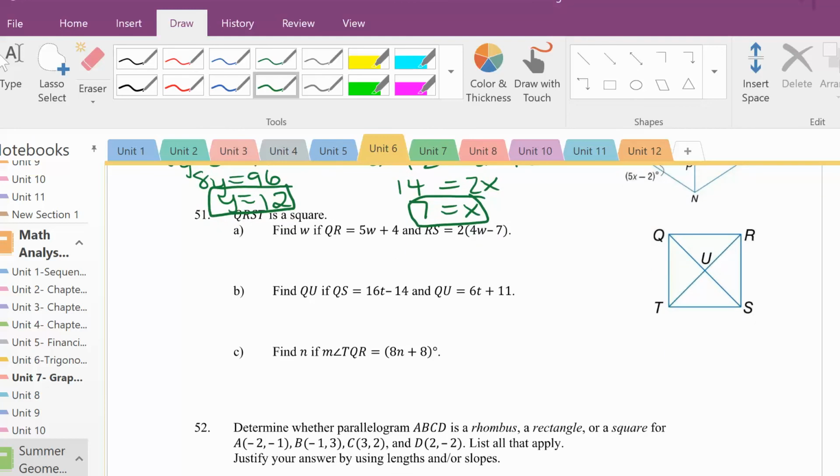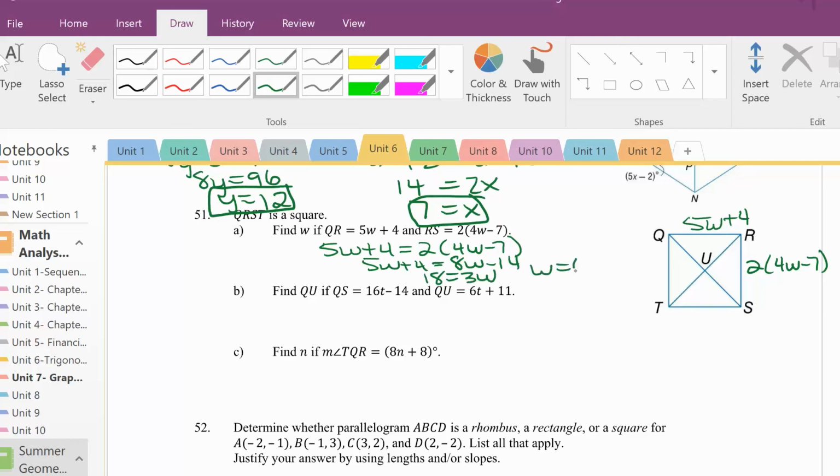All right, so QRST is a square. So that means it has 4 right angles and congruent sides. So if QR is 5W plus 4 and RS is 2 times 4W minus 7, it wants to find W, so you just set those equal to each other. So it's 8W minus 14. So 18 equals 3W, and W is going to equal 6.